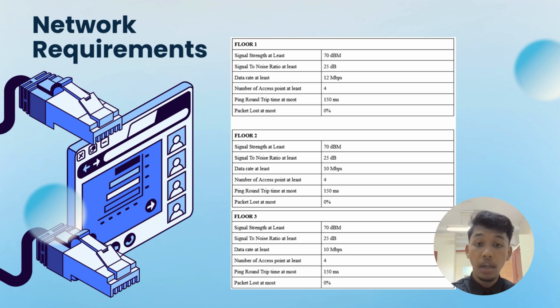For the access points, there should be at least 4 access points to avoid network congestion. For the latency, also known as ping round trip time, it should be a maximum of 150 milliseconds to make sure of quick response time. The packet loss should not exceed 0%, meaning there should be no lost data packets during transmission.